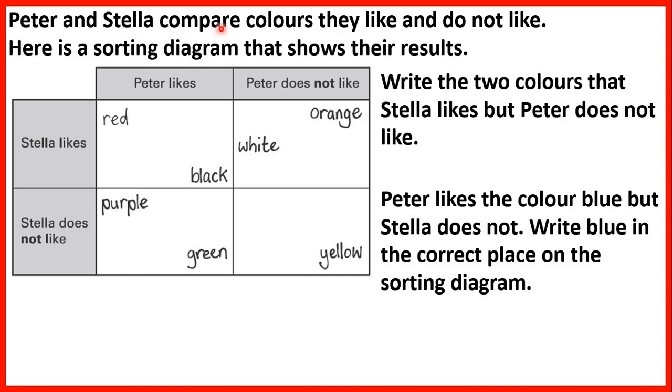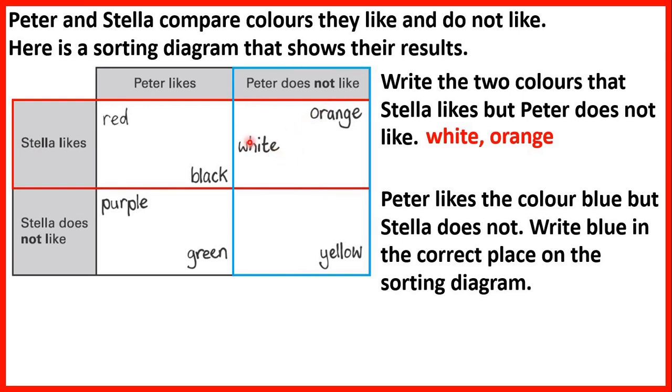Peter and Stella compare colours they like and do not like. Here is a sorting diagram that shows their results. Write 2 colours that Stella likes but Peter does not like. So Stella likes is in this row here, and Peter does not like is this column here. So that means the 2 colours are white and orange.